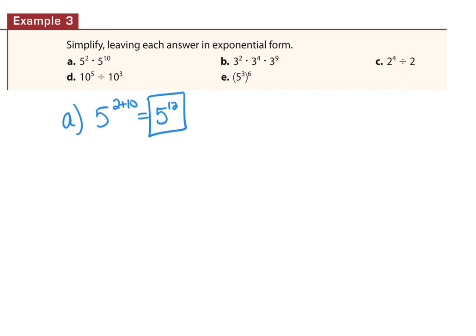All right. Look at B. What am I doing here? Multiplying like bases. What am I going to do with those exponents? Add them. 2 plus 4 plus 9. What do I get?